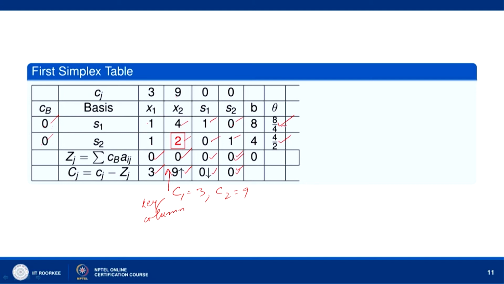Now, you can see this is 2, this is 2. Both the values of theta are positive and they are equal. So, how to find the minimum positive theta? Minimum positive theta is 2. So, there is a tie, and therefore, how to select the outgoing variable? We can choose any row as the key row. Let us choose this row as the key row. Then at the intersection of the key row and key column we have 2. So, this 2 is the key element.